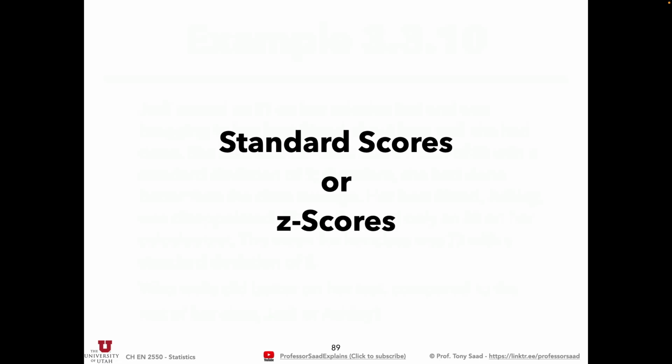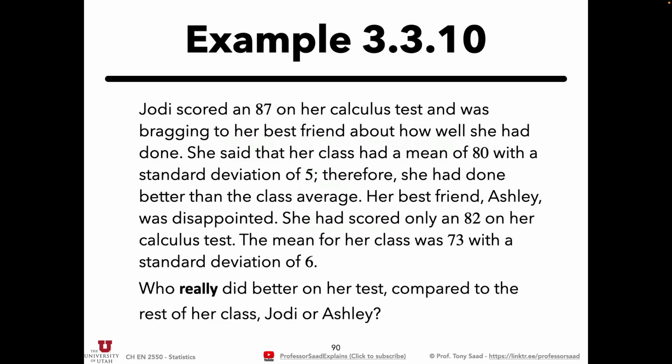This standard score, or z-score, allows you to compare that. It is going to be critical in inferential statistics, so we introduce it now. Here's the example. Jody scored an 87 on her calculus test and was bragging to her best friend about how well she had done. She said her class had a mean of 80 with a standard deviation of 5. We can compute a coefficient of variation, but that only measures variability, so we can't tell if Jody did better than her friend.